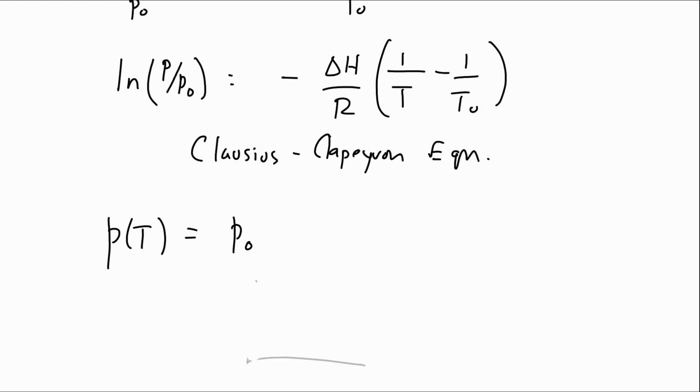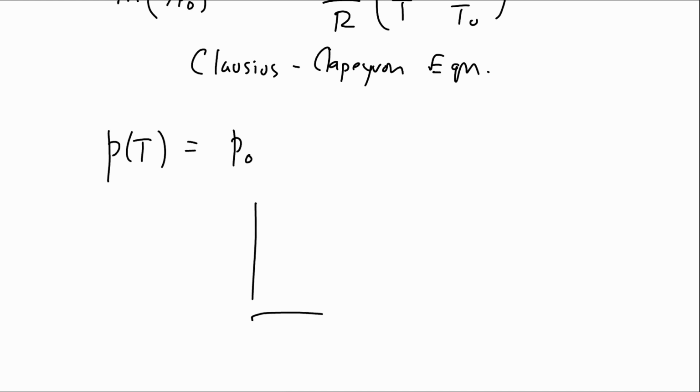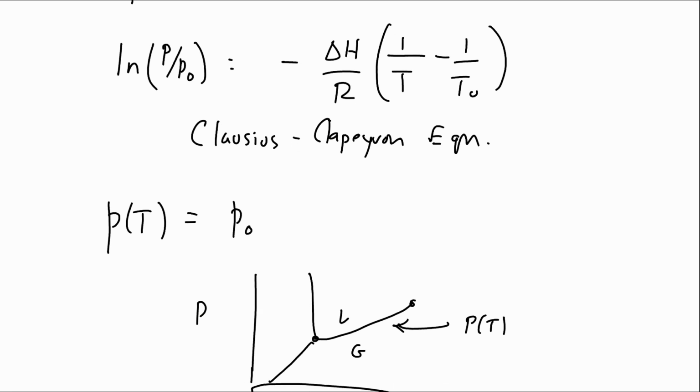I'm going to draw a picture. I should probably draw one that's not grossly incompetent. So, we have our P as a function of T, and let's draw for water here. And that curve there, which is between the liquid and the gas, is P of T. If I use this, it's P naught, e to the minus delta H over R, 1 over T minus 1 over T naught.